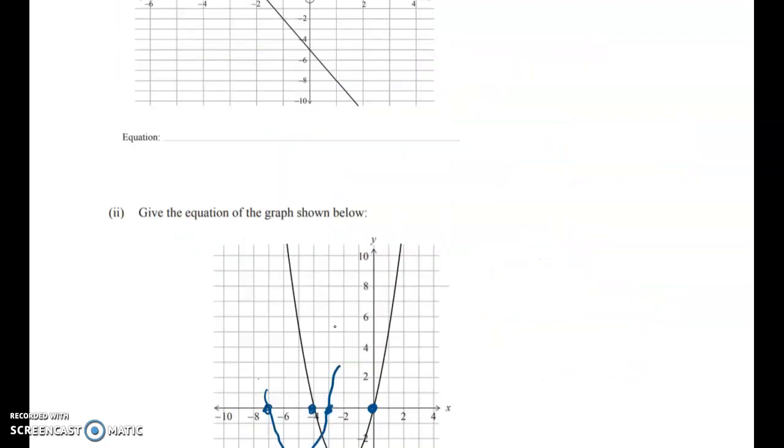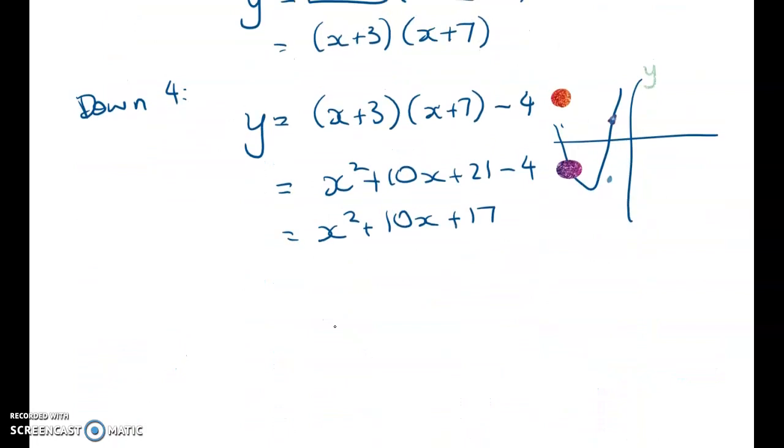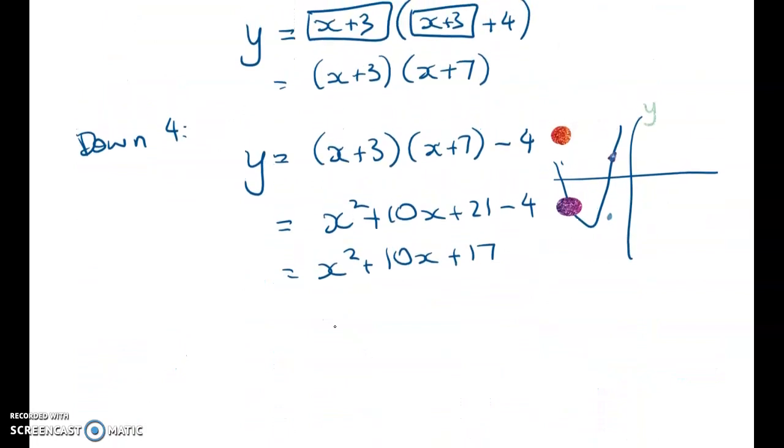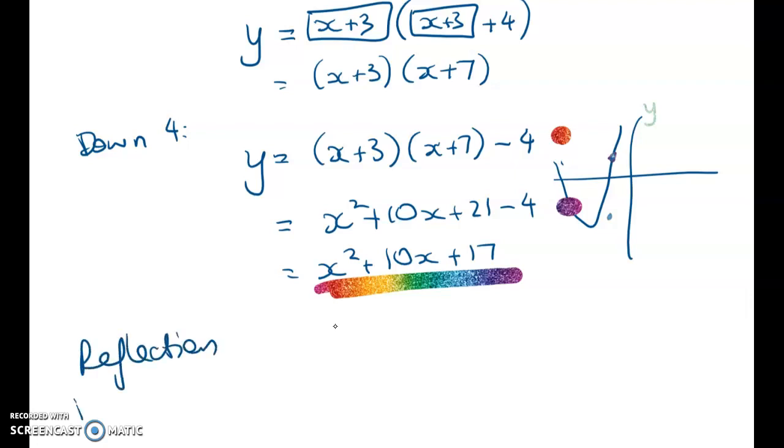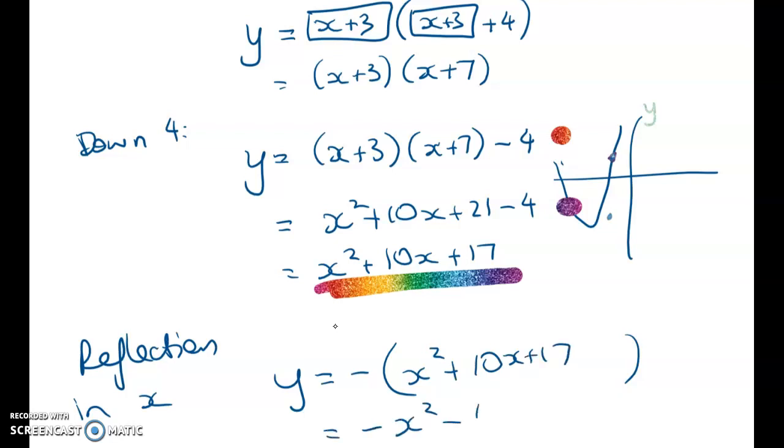So back to the exam question, where are we up to? Well, we've got this. We've done the two hard bits. We've done these two shifts. And then the reflection bit is going to give me y is equal to the negative of that whole thing, x squared plus 10x plus 17, which gives me negative x squared minus 10x minus 17.